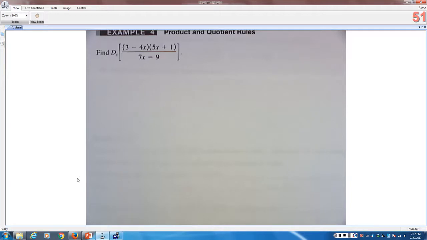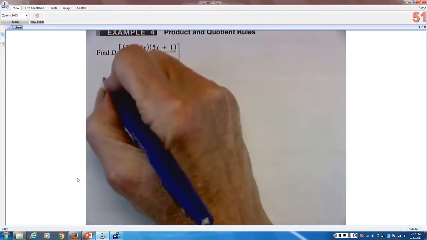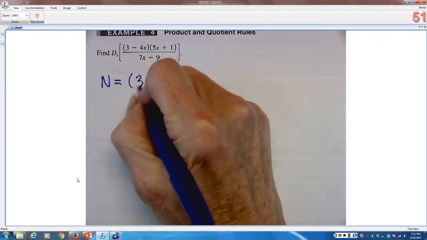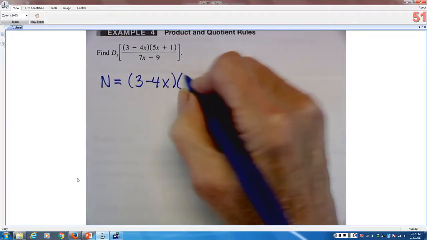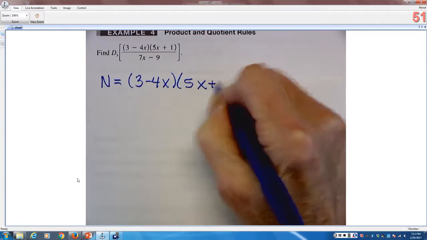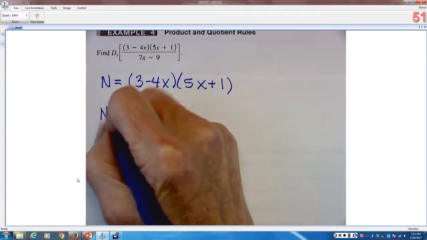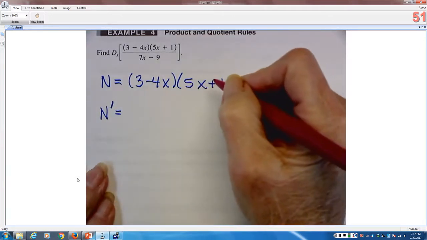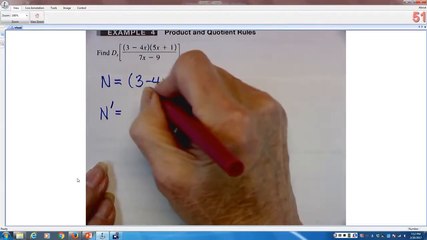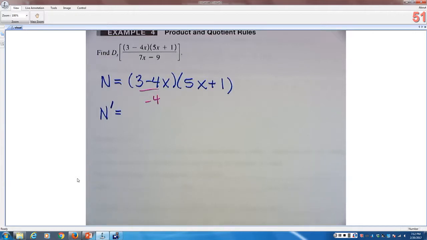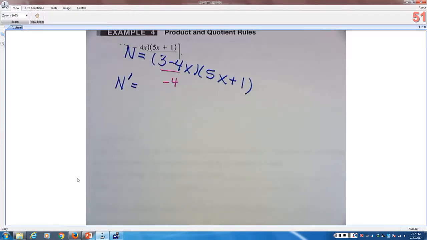So the first thing I'm going to do is write down some steps for myself here. The numerator is 3 minus 4x times 5x plus 1. And when I get the derivative of the numerator, what I've got to do is make these two factors trade their derivatives. So the derivative of this first part here is -4. And the derivative of the second part is 5.